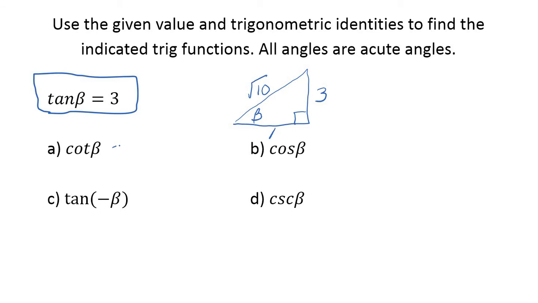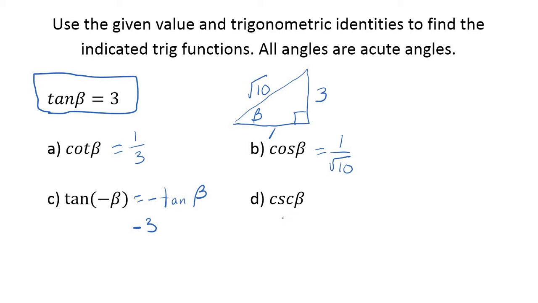So cotangent of beta. Well, cotangent is just the reciprocal of tangent, so that one's pretty straightforward. It's just 1/3. Cosine of beta, SOHCAHTOA, again, cosine is adjacent over hypotenuse, so that would be 1 over square root of 10. Tangent of negative beta, ooh, so this is where those even odd identities come in, so that's the equivalent of negative tangent of beta. Well, tangent beta is 3, so this one would just be negative 3. Not too bad.